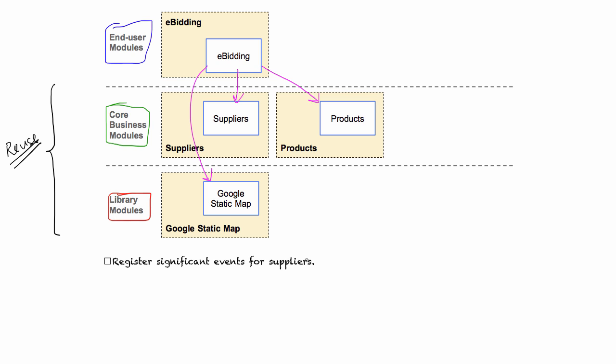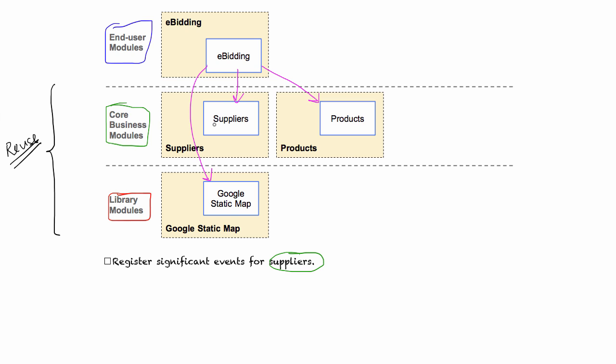Is it business related or is it business specific? The second question is, is this functionality business related or is it generic? We want to register events for suppliers, and suppliers here, this is a business concept. So this is business related, and as so it should be placed in this middle layer, the core business modules. Now, we need to see if we already have a module to place this functionality. And in this case, we actually have a module already in our application to handle the business concept of suppliers. So this module is where we're going to put this functionality.